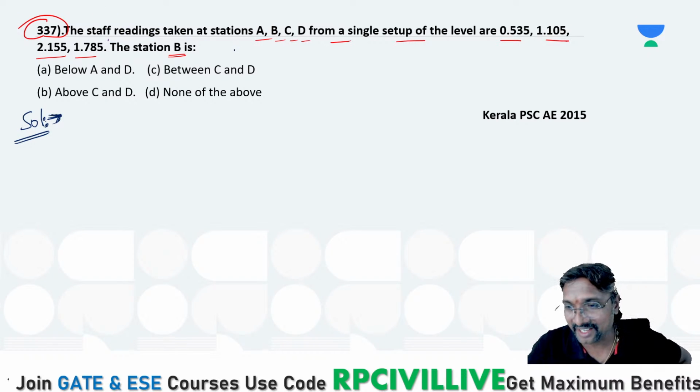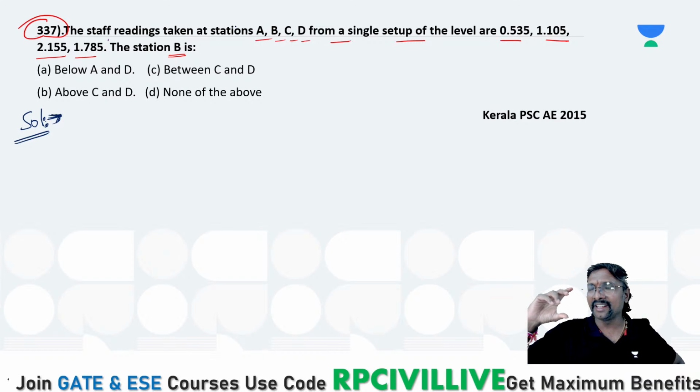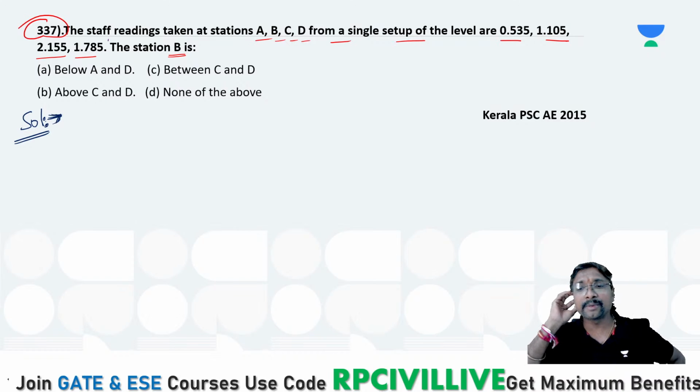The staff readings taken, right? No. Permanent adjustments are regarding the instrument only. It is the level, na? When discussing the theodolite, we'll discuss about theodolite. Don't worry. Anji, when we are discussing the theodolite chapter, we'll discuss the permanent adjustments in theodolite.